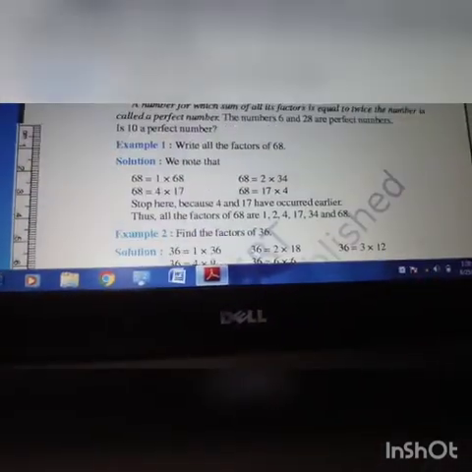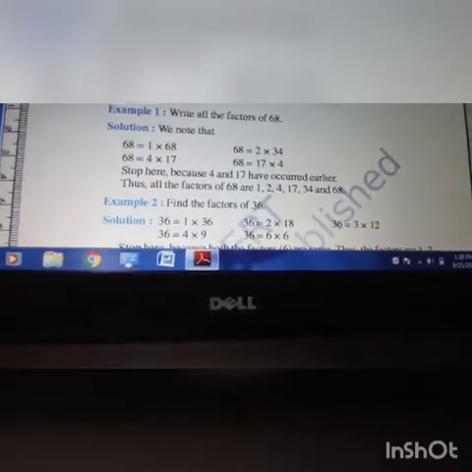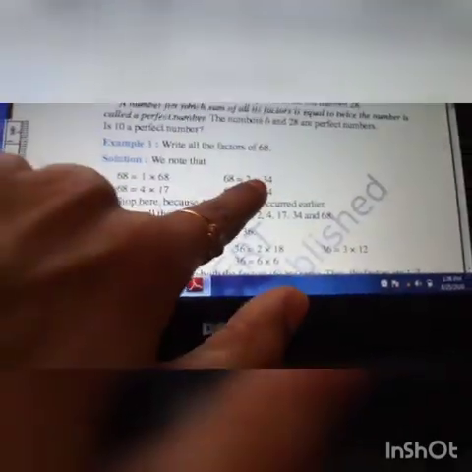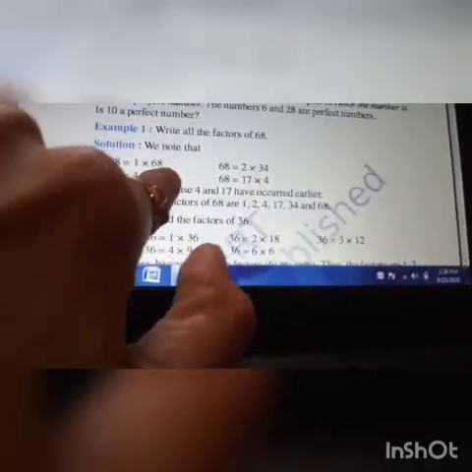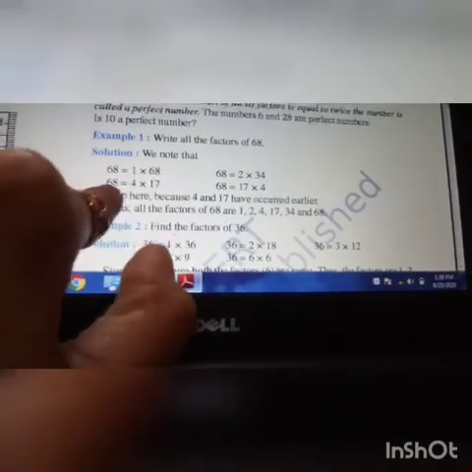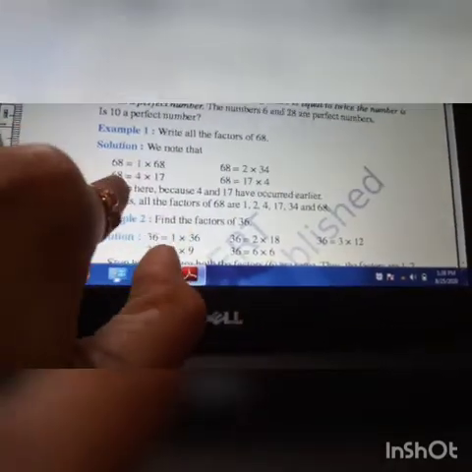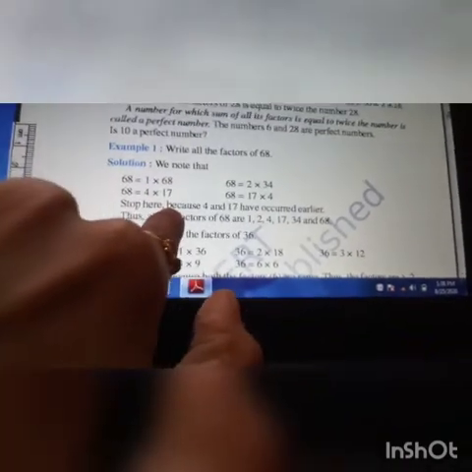Write all the factors of 68. Factors of 68, it is somewhat difficult, right? So 1 into 68. Whether it comes in 2 tables. First you find the smaller values. Then it will be easy for us to find the larger values. See, 1, 2, 4. Then after that 17. 17 fours are 68, 4 into 17 is also 68. So it comes in the 4th table and also the 17th table.